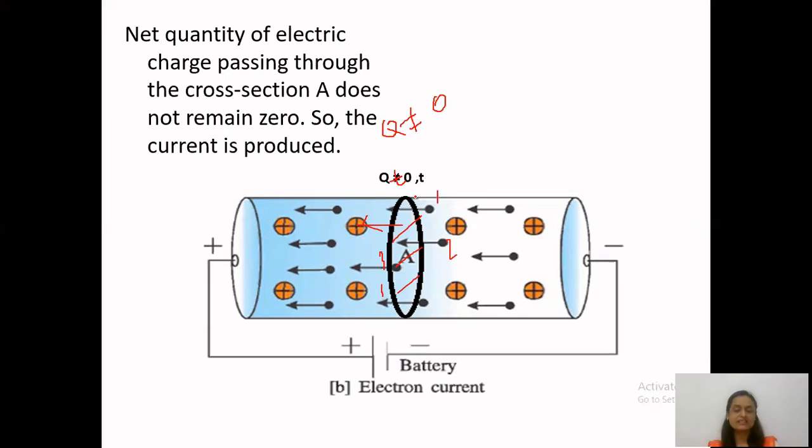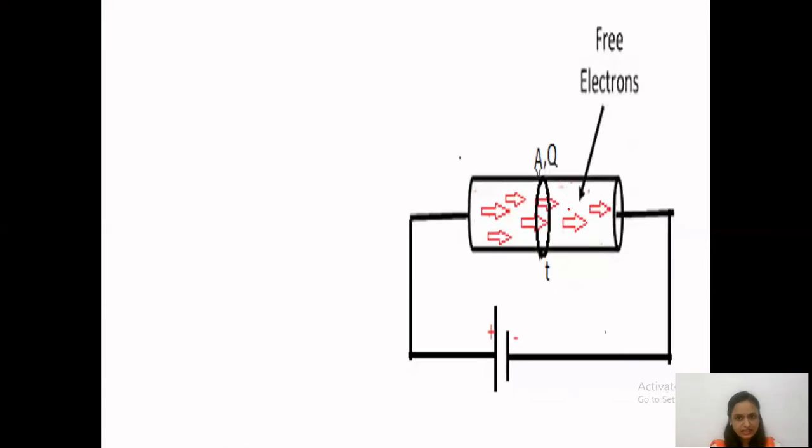So here we have seen that the electric current is produced when the charge is moving through the conductor, and the net amount of charge should not be equal to zero. So now we can define electric current. Suppose I am taking a conductor, it is connected with a battery. So all the electrons are moving in one direction. So if I'm taking a particular cross-sectional area of this conductor, let us suppose A, the net amount of charge, that is Q, passing through the given cross-sectional area in time t is called as current.